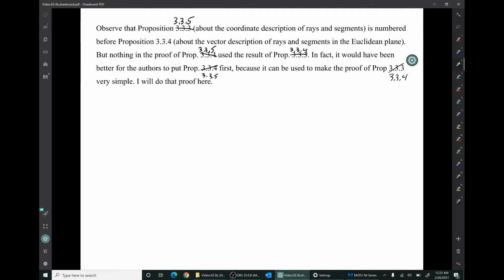Okay, there are a bunch of typos in this paragraph. So I've fixed, I think, what I needed to fix in this paragraph. It's a mess. When I post this collection of notes to the web, I will fix this so it's typed the right way. But here's what it was supposed to say. Notice that proposition 3.3.5, which is about the coordinate description of rays and segments.